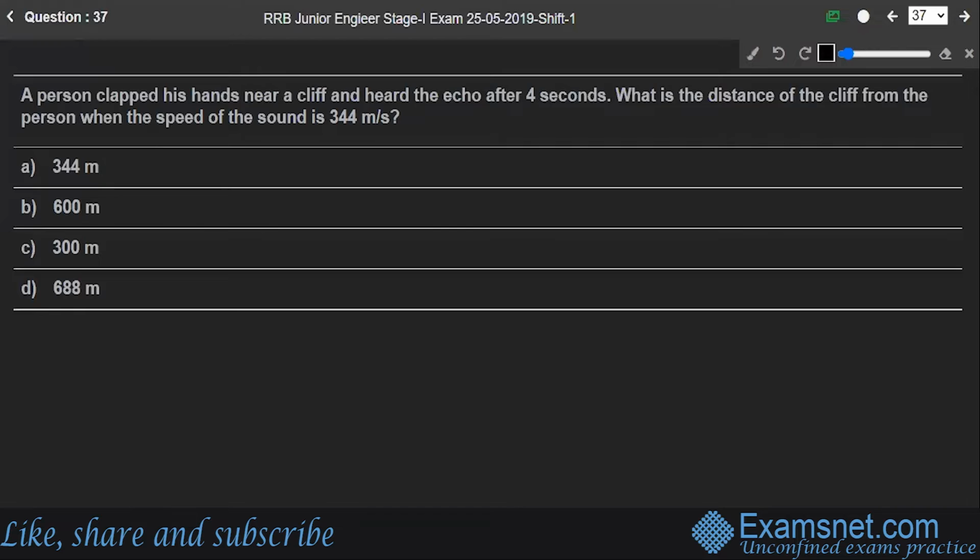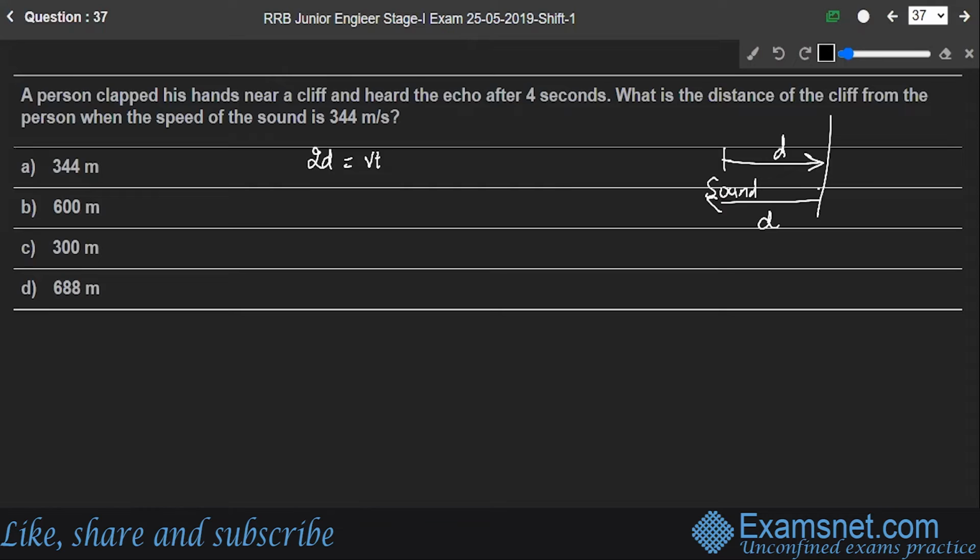It says a person clapped his hand near a cliff and heard the echo after 4 seconds. What is the distance of the cliff from the person when the speed of the sound is this much? See, we know that twice the distance is equal to Vt in case of an echo, because the time taken is for the sound to travel from here to here, reflect, and then get back. So it will be twice the distance. So that means 2d is equal to Vt in case of an echo.